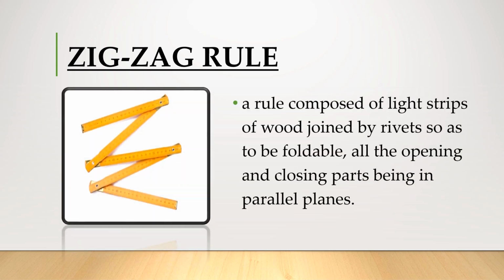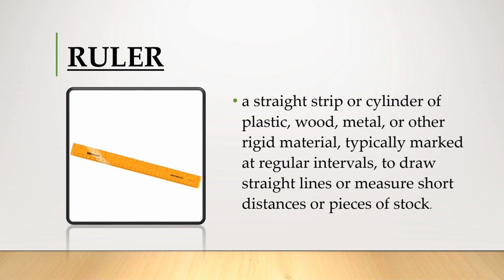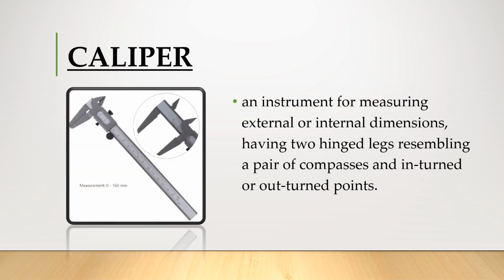Zigzag rule. It is a rule composed of light strips of wood joined by rivets so as to be foldable, all the opening and closing parts being in parallel planes. Caliper. Caliper is an instrument for measuring external or internal dimensions, having two hinged legs resembling a pair of compasses and in-turned or out-turned points. It is also used for measuring diameter.